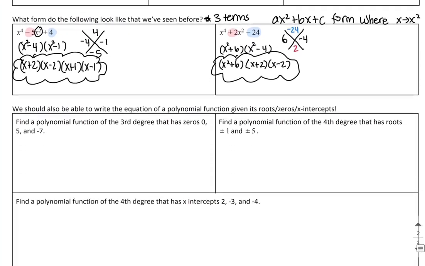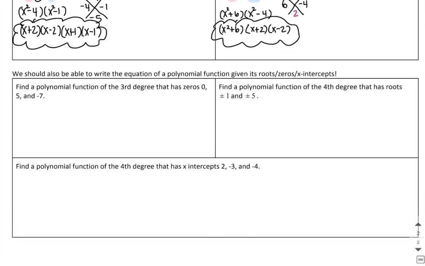All right, and then the last thing I want to talk about in this video, we should also be able to write the equation of a polynomial function given its roots or its zeros or its x-intercepts. So if I want to find a polynomial function of the 3rd degree, so important, note what it says there. It says 3rd degree, so it has to be x cubed, my answer. In standard form, that has zeros 0, 5, and negative 7.